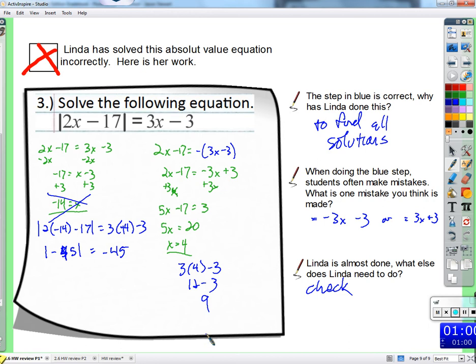You can bet that the inside of the absolute value is going to be negative 9. That's how we set up this equation. This side is going to be the opposite of this side. This side is 9, so this side will be negative 9. So this one works. It's a valid solution. So make sure that you are setting up this other equation and that you're checking your solution.